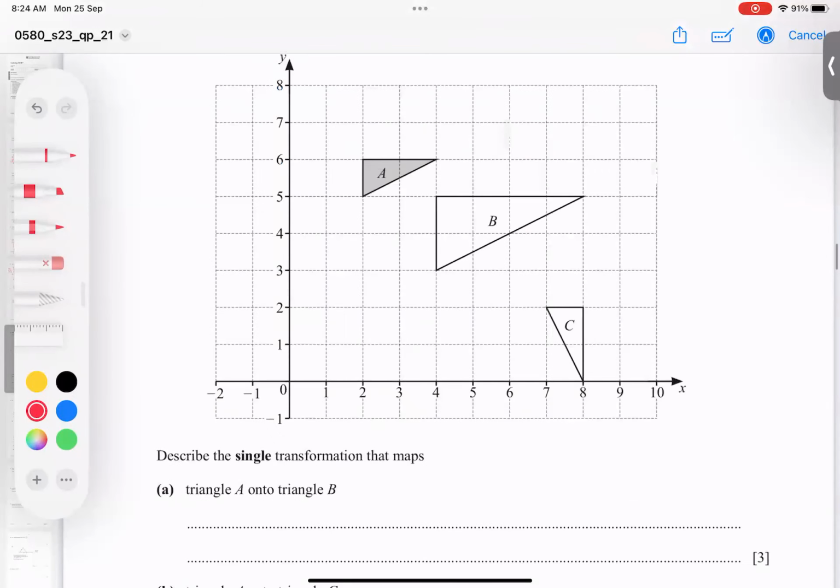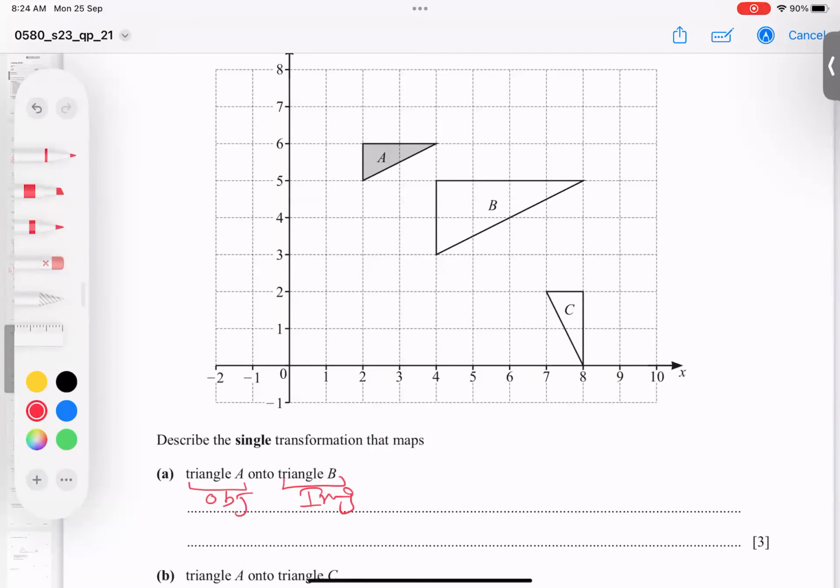He said the single transformation which maps A onto B. Before this, 'onto' word is always called object. So A is called object, and triangle B is called image. Make sure, sometimes this word image and object affects a lot if you don't care about it. So what is A onto B going on? A is the small diagram, B is the big diagram. So this is an enlargement. So 1 mark for writing enlargement.